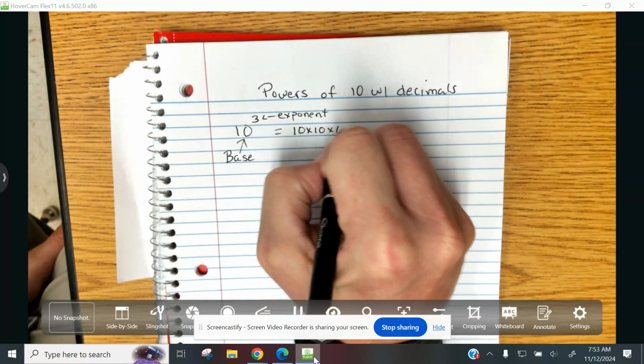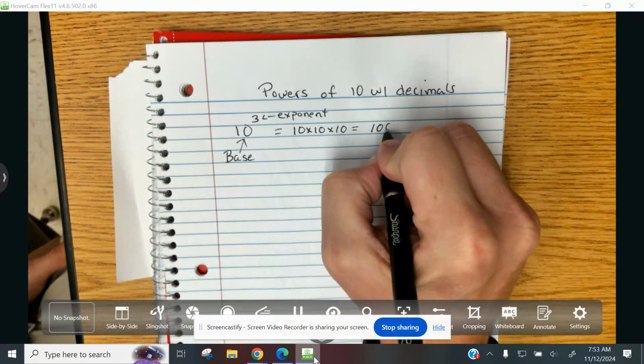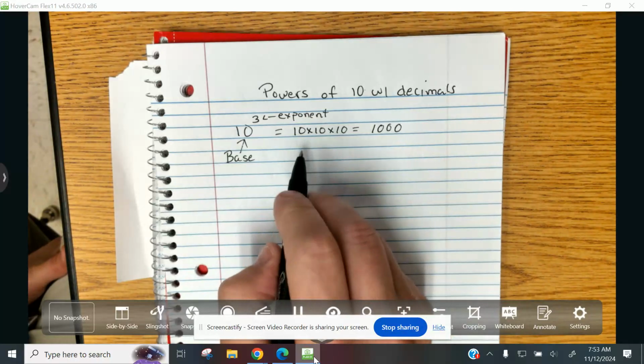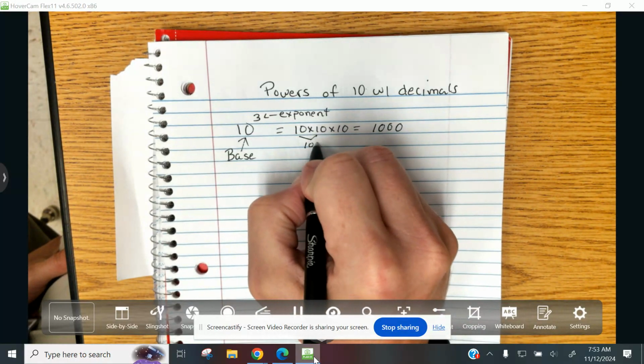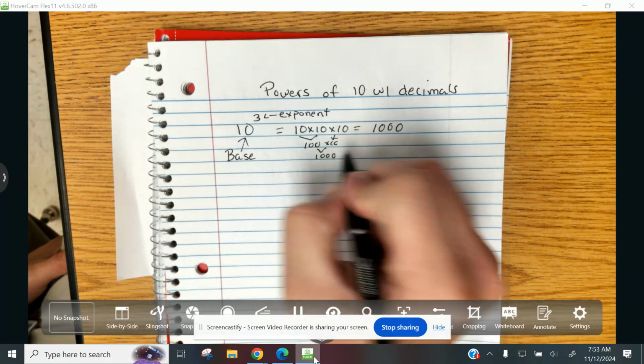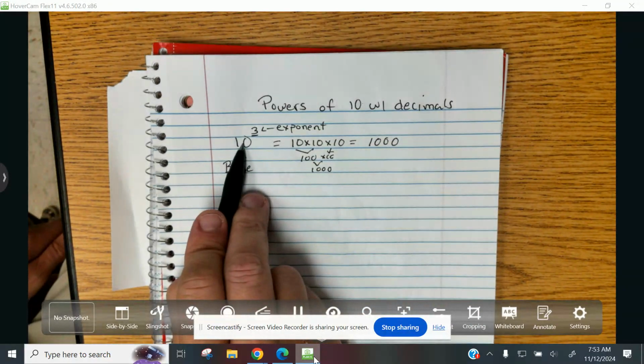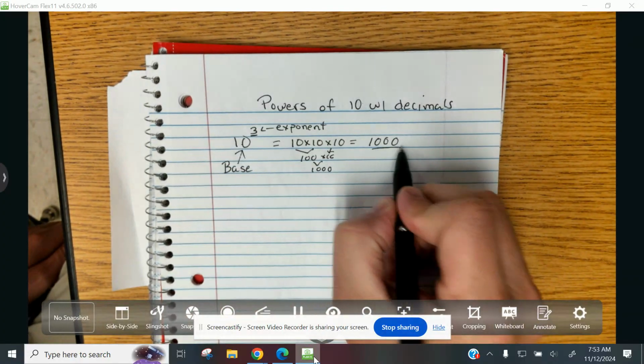So it's really 10 times 10 times 10, which we know and we remember is 1,000, because when you multiply 10 times 10, you get 100. Bring down the other 10, times 10, that would be 1,000. But we also know the shortcut in knowing that the exponent is 3. When the base is 10, it also has 3 zeros on the end.